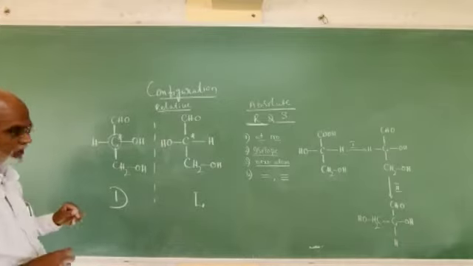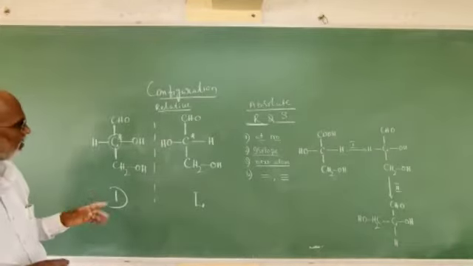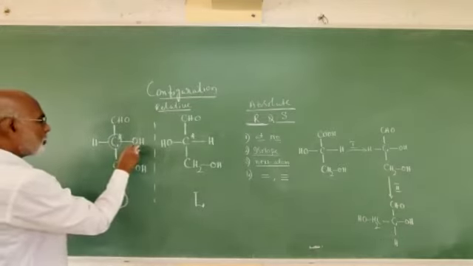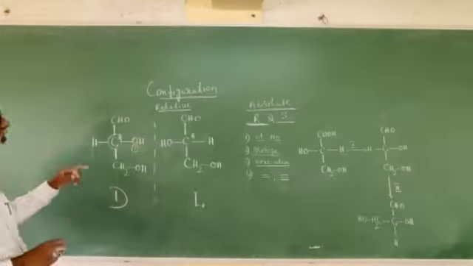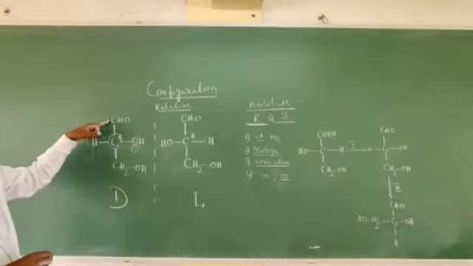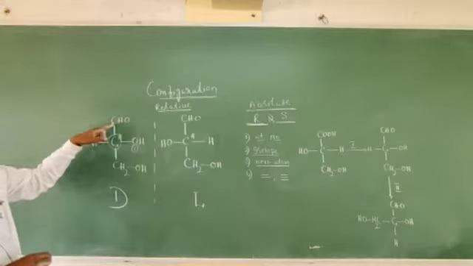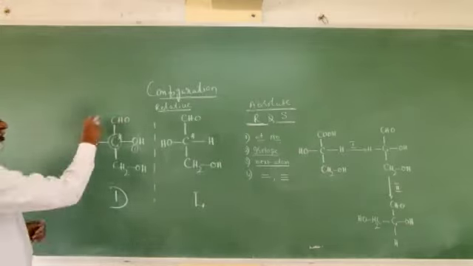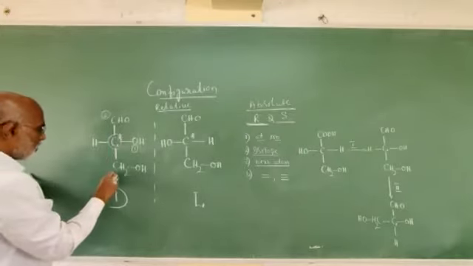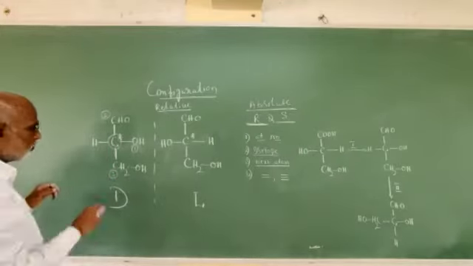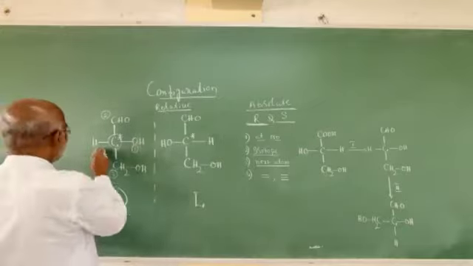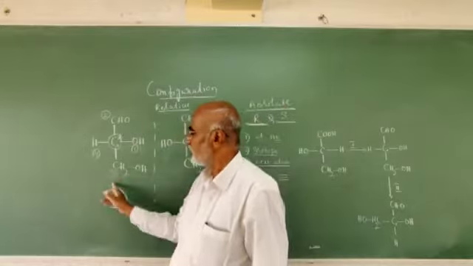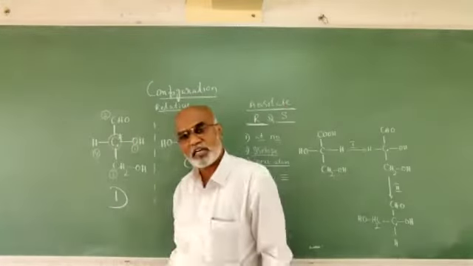Now let me consider glyceraldehyde itself as an example. The first priority goes to, remember, oxygen. The second priority goes to the aldehyde group, because the oxygen atom is bonded to carbon with a double bond, so that oxygen is considered as two oxygen atoms. Therefore, the second priority goes to the aldehyde, the third priority goes to your CH2OH group, and the last priority goes to your hydrogen.